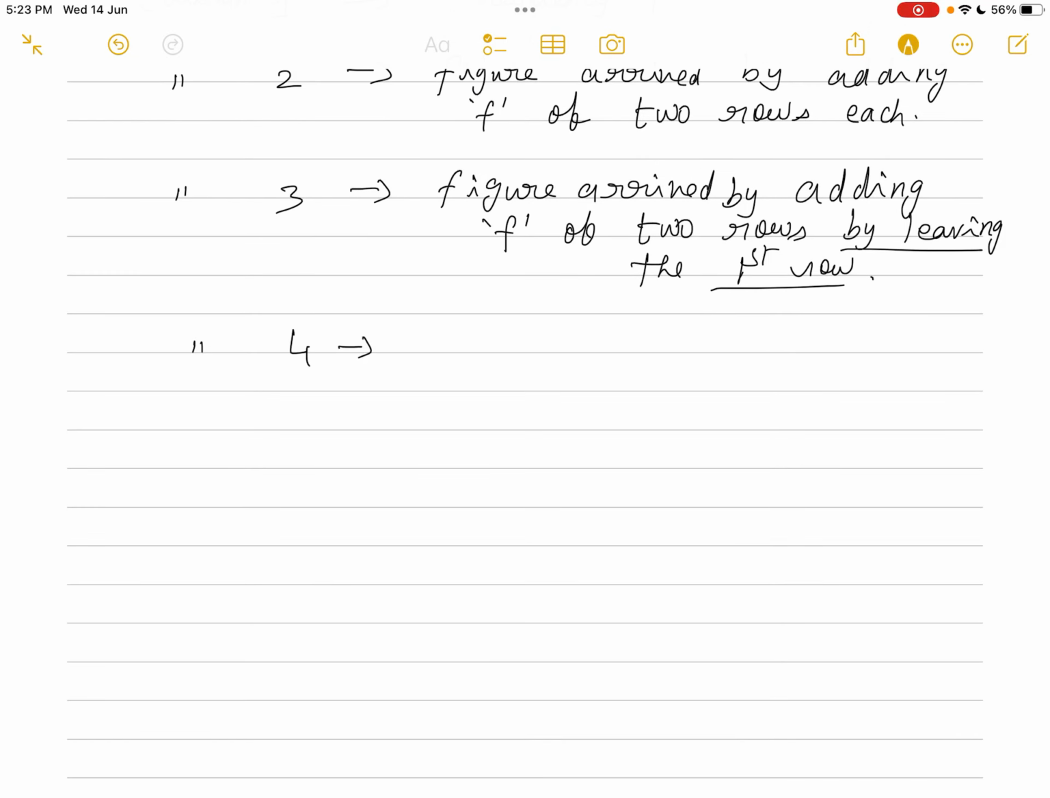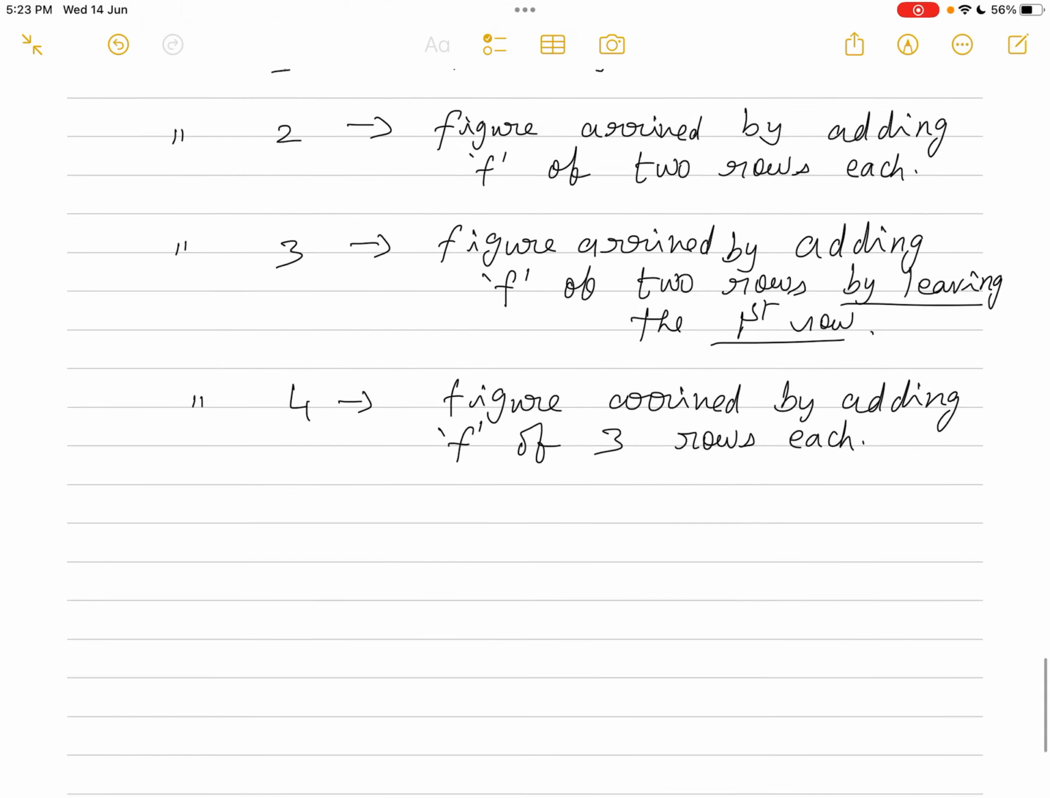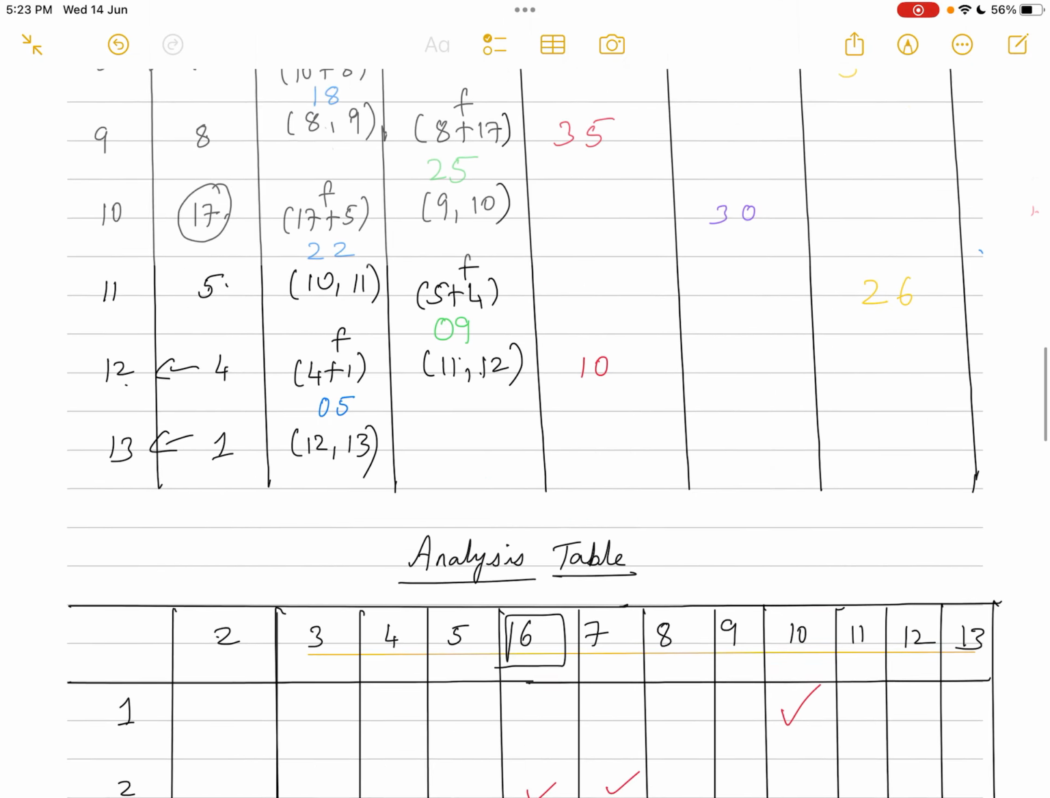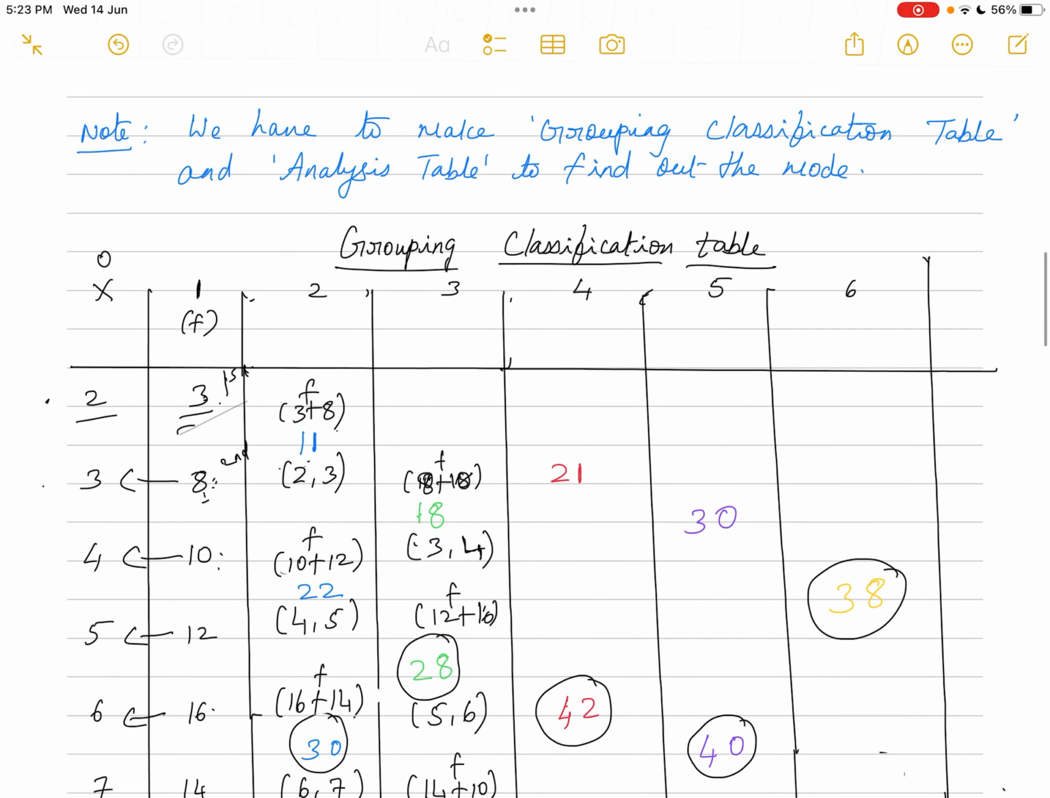How do we arrive at column 4? So column 4, we are arriving at figure arrived by adding f of 3 rows each. Till now we were calculating 2 rows and now we have to add the frequency of 3 rows each. Okay, that is column 4.